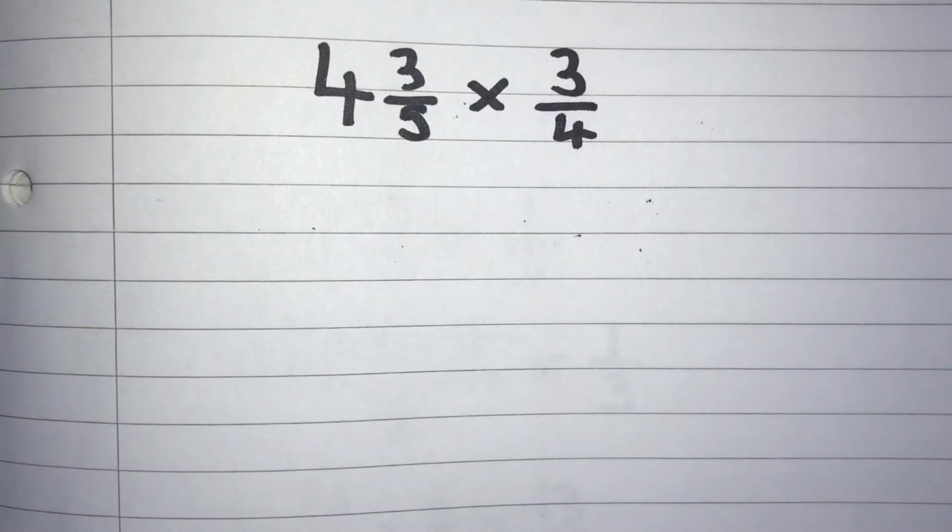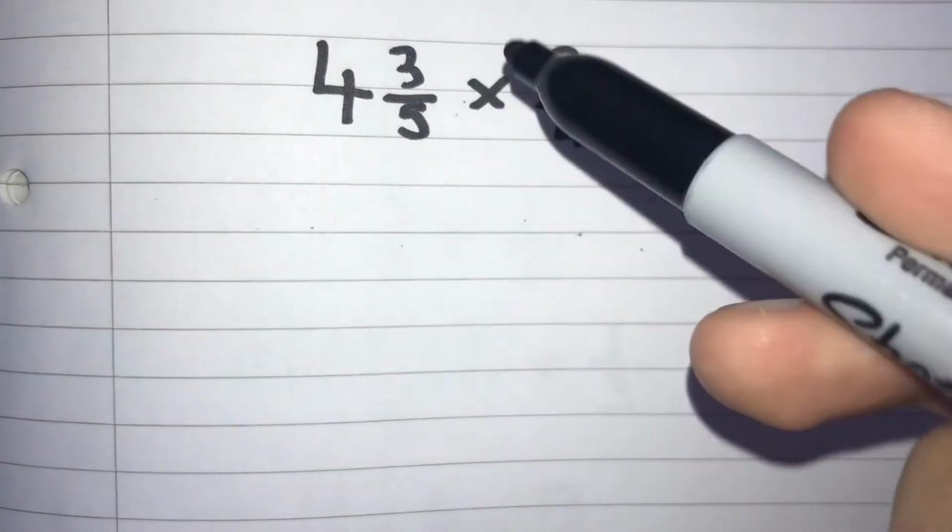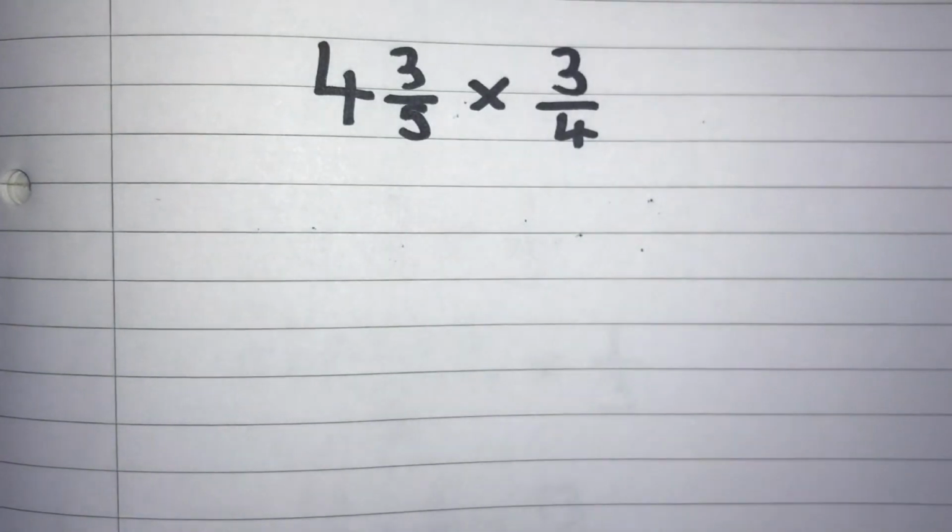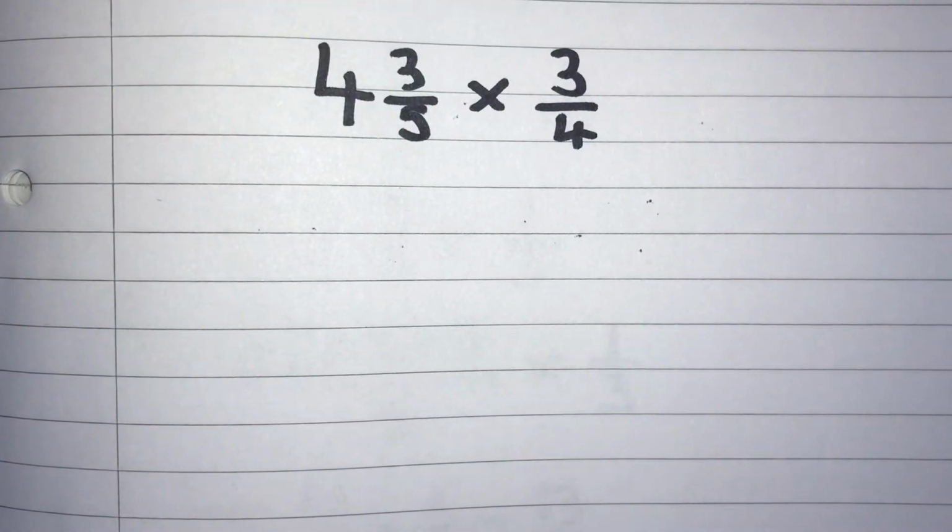Okay, now here's going to be a couple of examples for you to have a go at. So this first one is 4 3/5 multiplied by 3/4. If you just want to pause the video for a moment, have a go at this question, and I'll go through it in just a second.